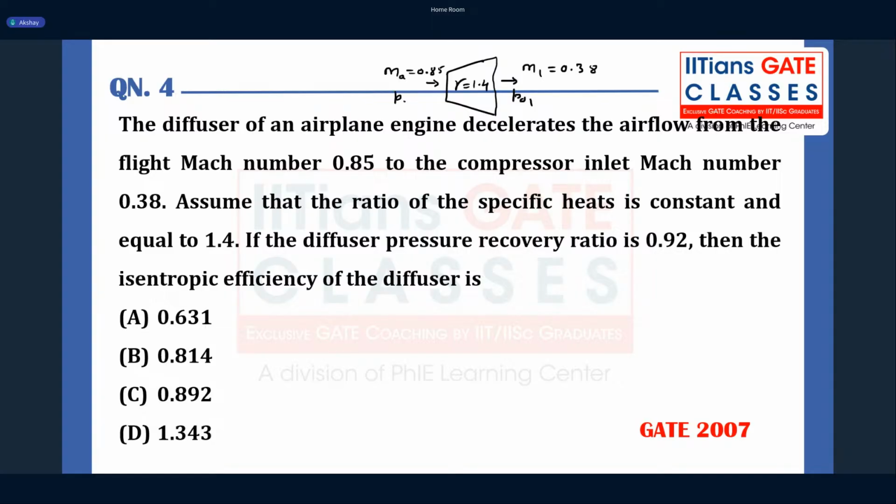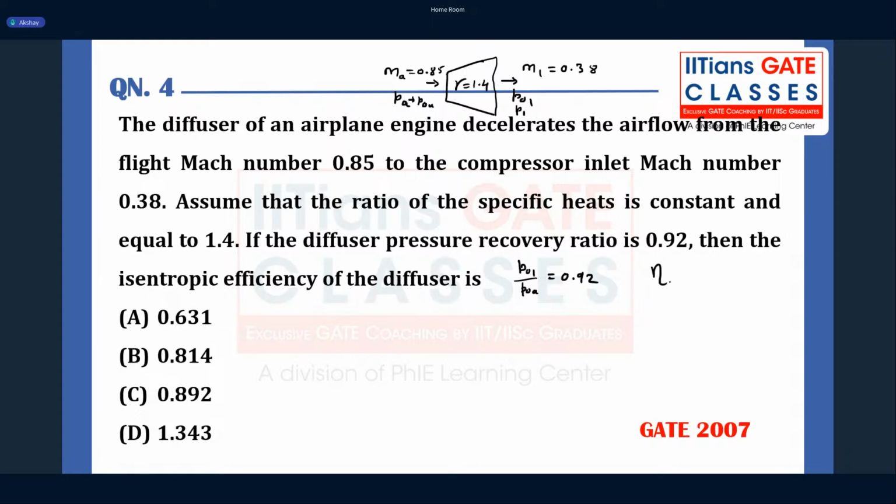This is my ambient pressure PA, correspondingly P0A. P01, the corresponding static pressure is P1, right? So they are given P01 divided by P0A is 0.92, right? So then what else? Yeah, so that's more than sufficient.